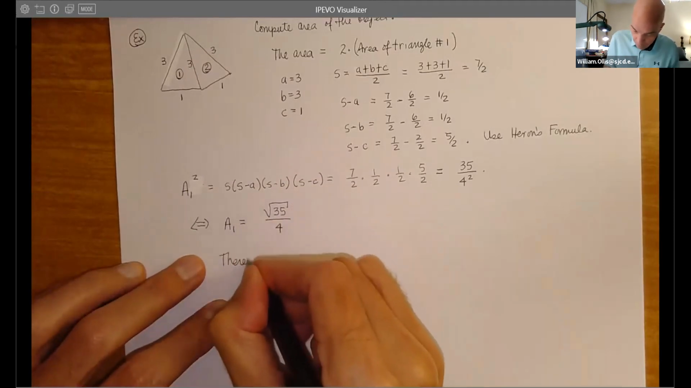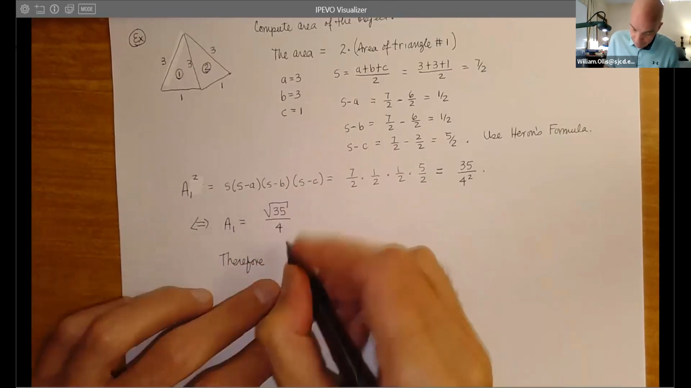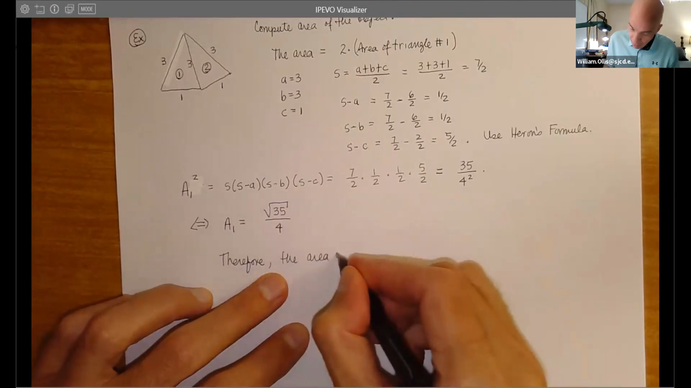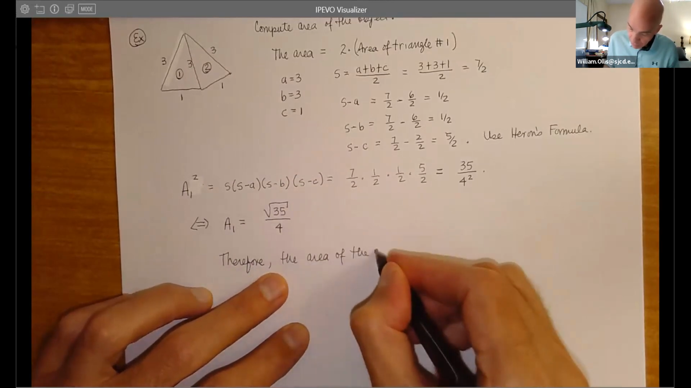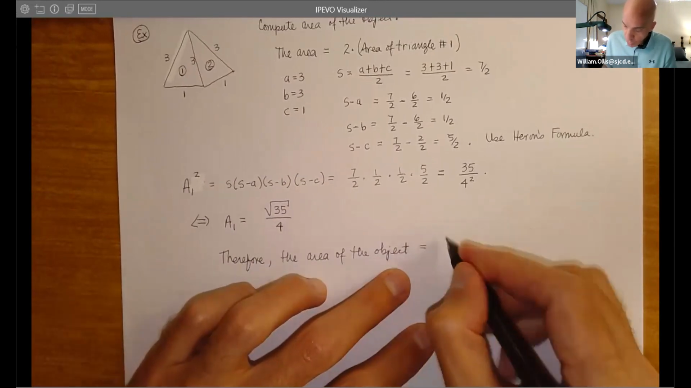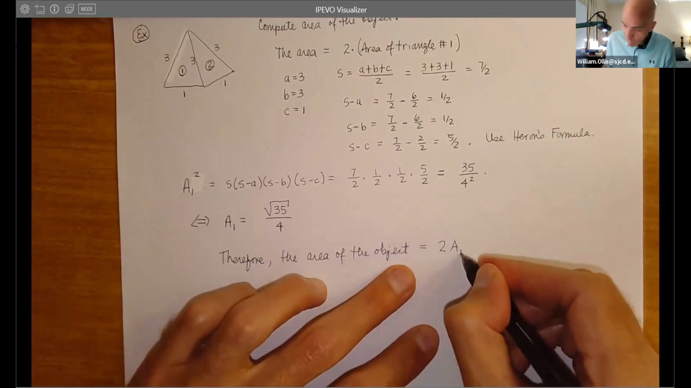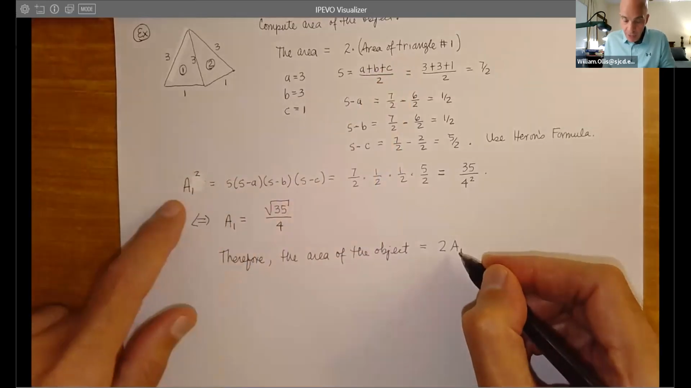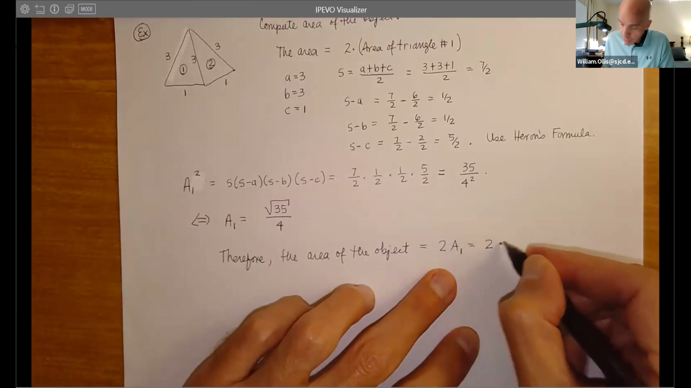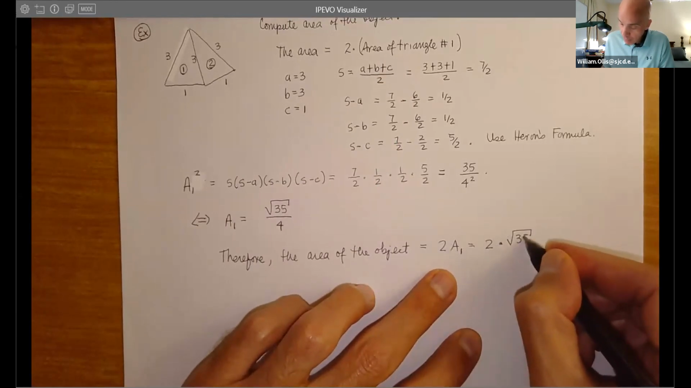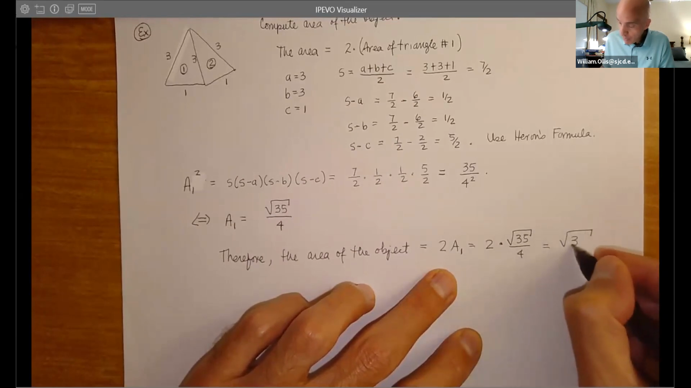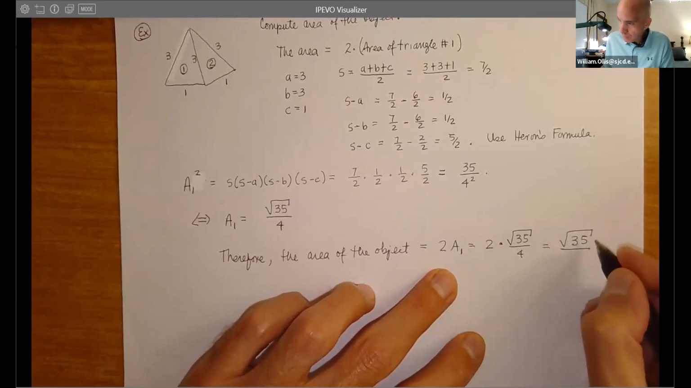Therefore, the area of the object equals 2 times A1, area of triangle 1, which I'm now calling A1, which will be 2 times the square root of 35 over 4, which is the square root of 35 divided by 2.